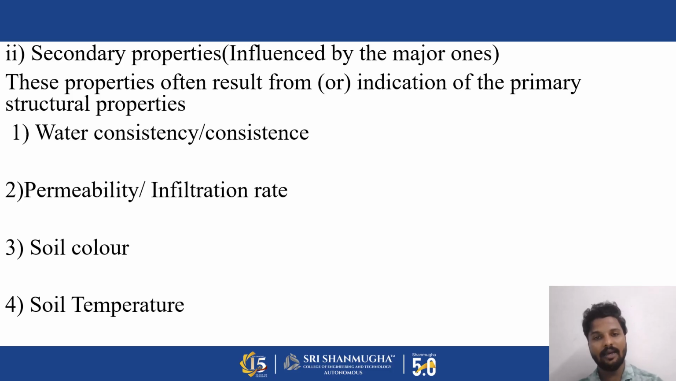The next one is the soil color. The color of the soil can be an indicator of its chemical composition and drainage characteristics. For example, dark color often indicates high organic matter content, while mottled or gray color can suggest poor drainage in that soil. Then the fourth one is soil temperature. This property affects seed germination, root growth, and the rate of biological and chemical processes in the soil. I think you understand these properties.